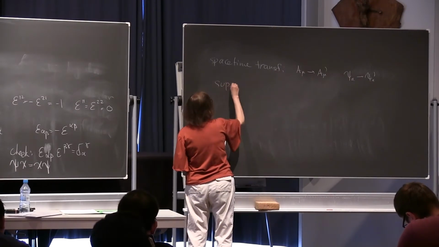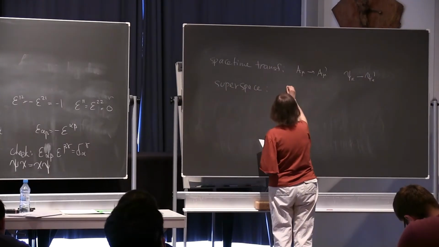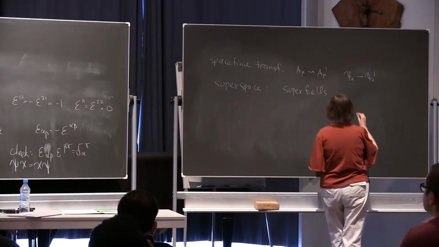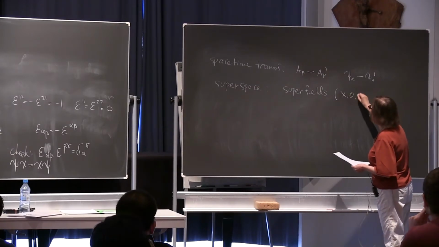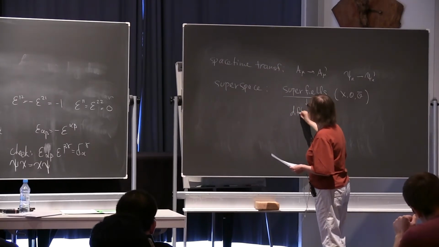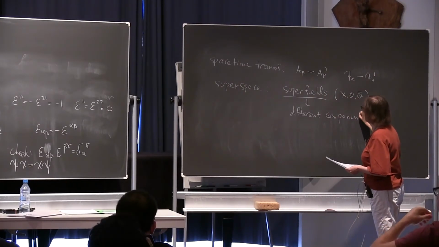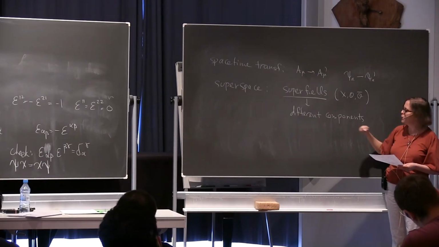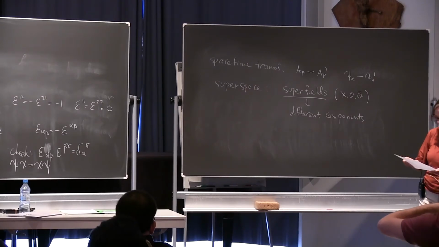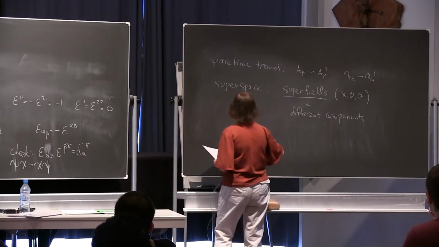Once we go to superspace, we have to talk about superfields, which are functions of x, theta, and theta bar. These are going to have different components, and under some supersymmetry transformation, the different components are going to mix among themselves. So that's what we're going to see. Okay, so let me write down a general superfield.